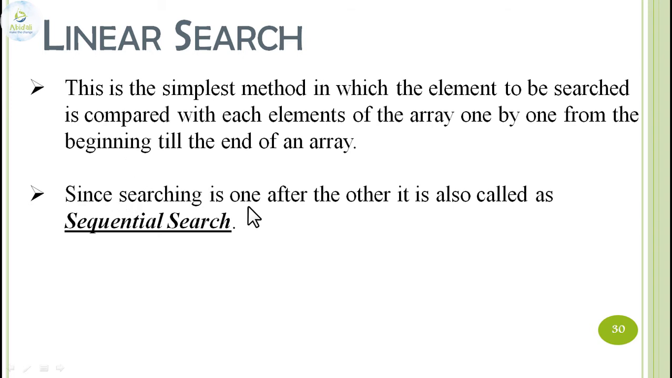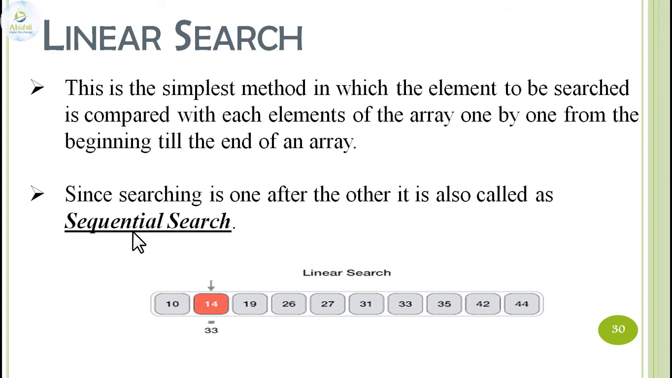Since the searching is done one after another, it is also called the sequential search, because sequential means one after another. So the linear search starts comparing the element that I am searching for, and if the search element is found, then the search will be successful and it will stop.